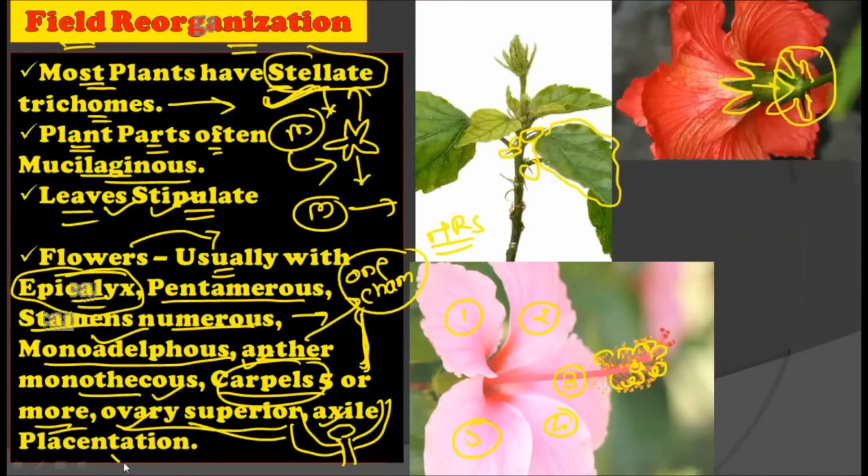Then the placentation is axile placentation. So if you observe all these characteristics in a plant, and if your observation is similar to these points, then there is a 100% chance that such a plant belongs to the Malvaceae family. All right. So all these points are helpful in the field recognition of the Malvaceae plants.